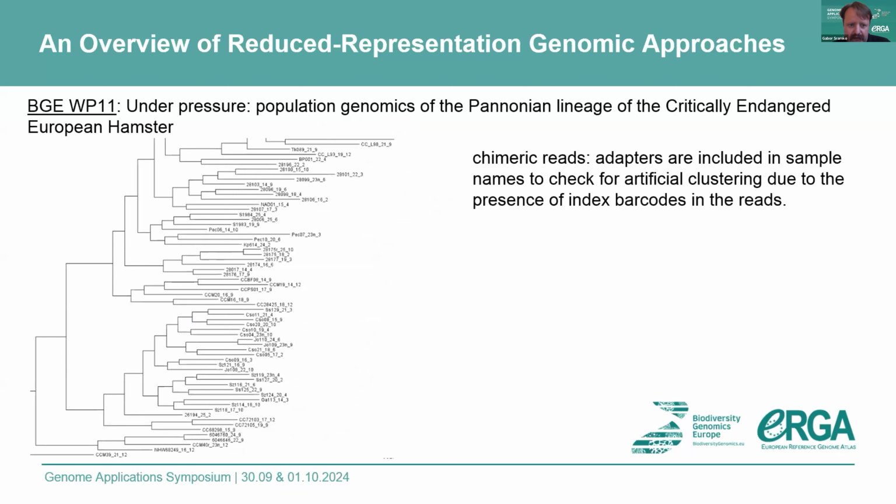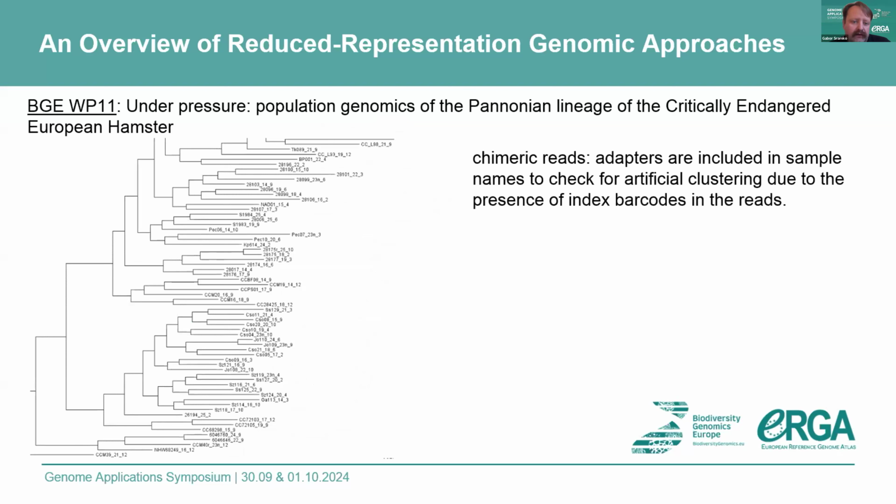We also had some troubles with other species with chimeric reads, and this can happen easily in RADseq when the index barcode is somehow incorporated into the target fragment, the insert, and then the samples will cluster according to index barcode.